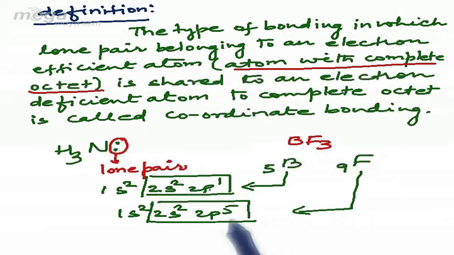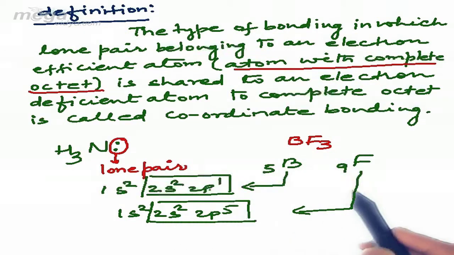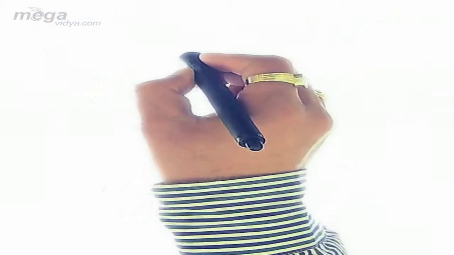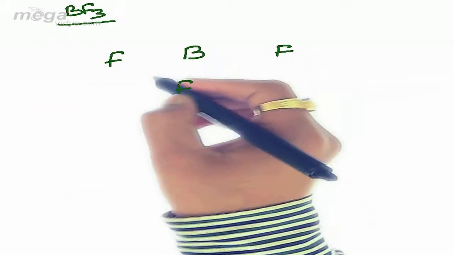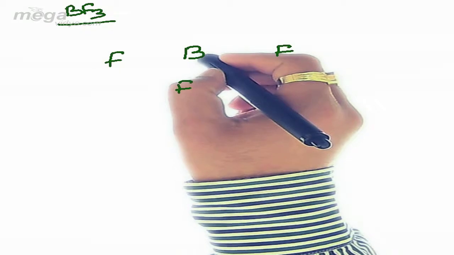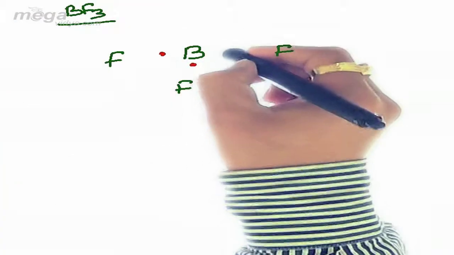Now in case of fluorine, we are finding that the valence shell, that is the 2s and 2p orbitals, have got 2 plus 5, 7 electrons. That means it will require 1 electron to complete the octet. Now let's check out its Lewis structure. We have got boron, fluorine, we have got 3 fluorine in BF3. So now in the valence shell of boron, we have got a total of 3 electrons. So 1, 2 and 3.